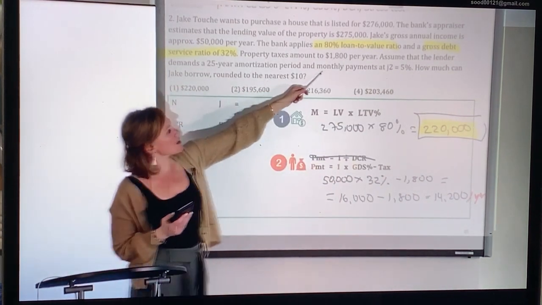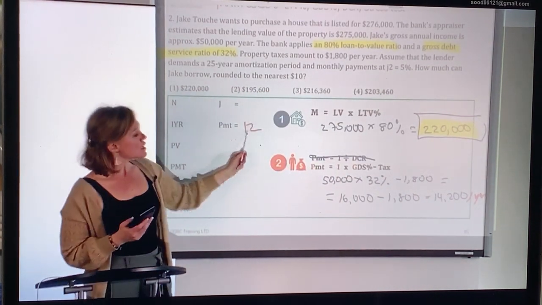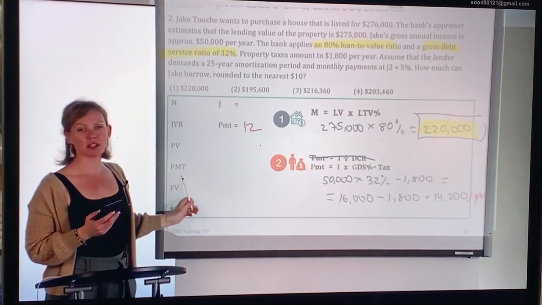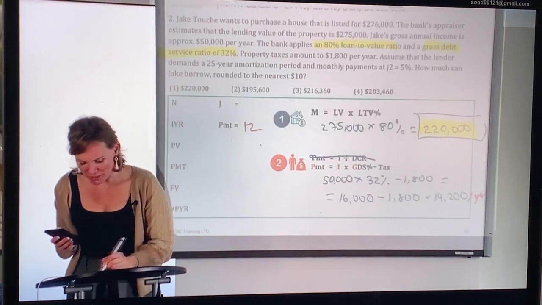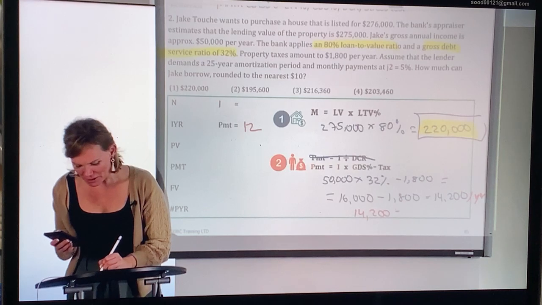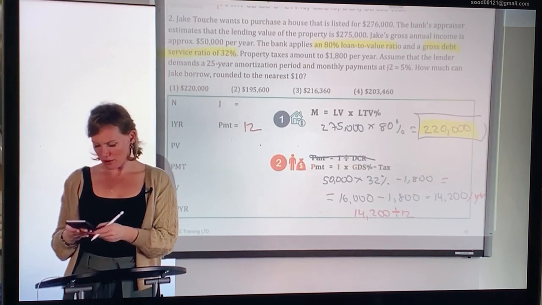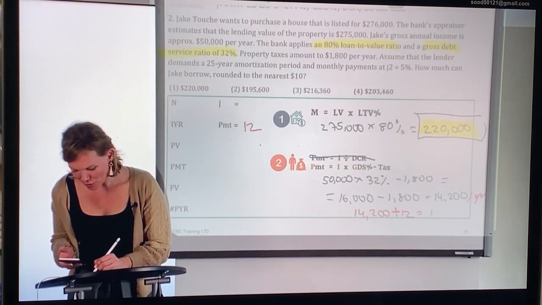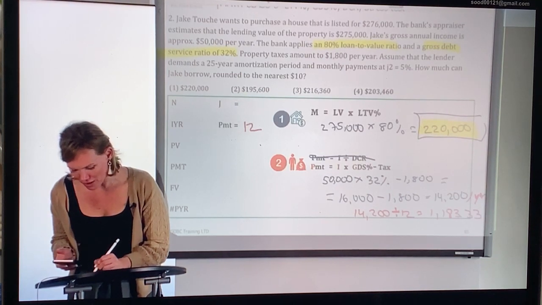What is the payments frequency in this question? Payments to be made monthly. So if my payments are monthly, can I take that 14,000 and put it here? I have to divide it by 12. So always check your payments frequency. So I'll take the 14,200 and I will divide it by 12 to get it to monthly payments, and it comes up to 1,183.33, lots of threes in there, right?